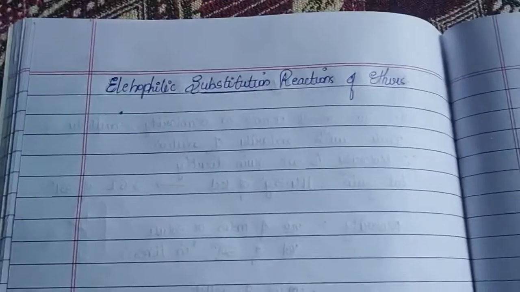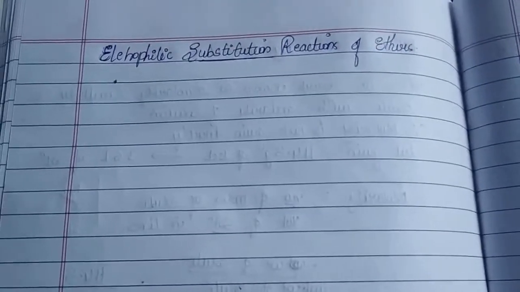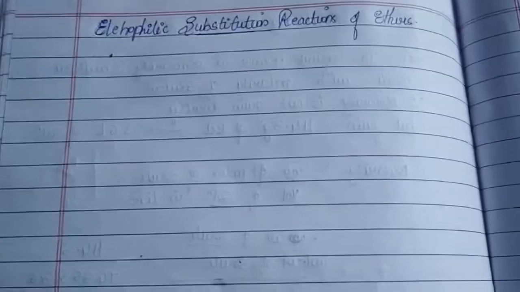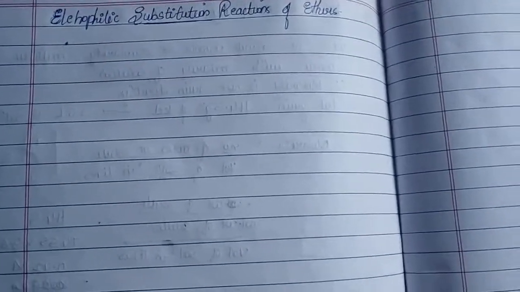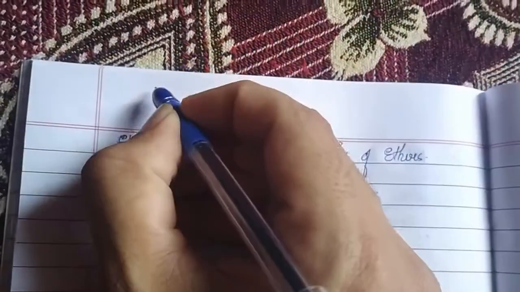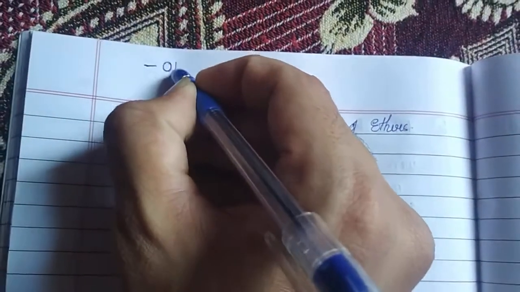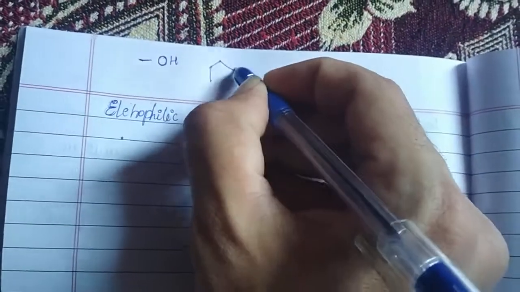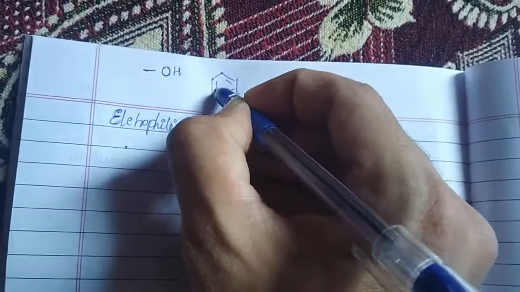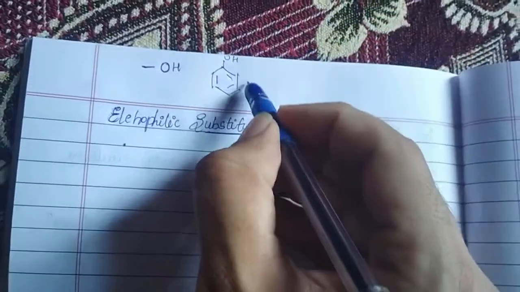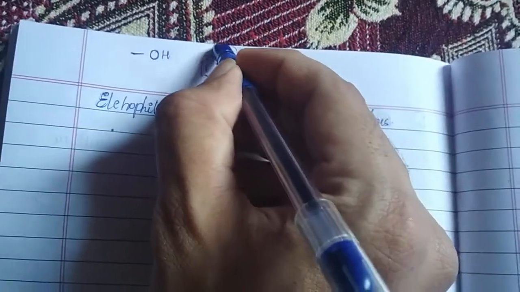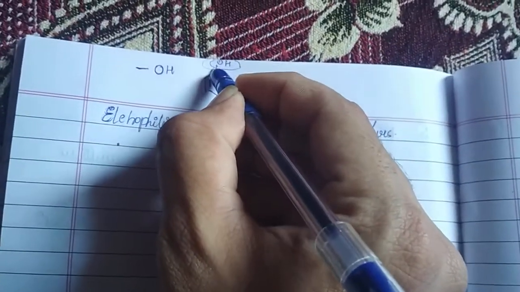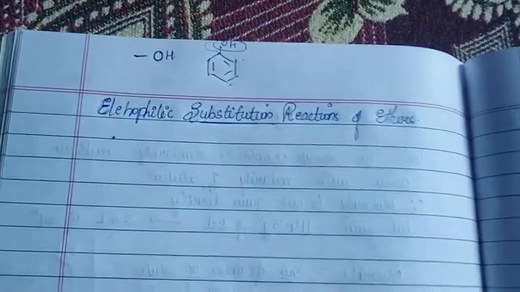I repeat, where do you think the incoming electrophile will come and sit? Okay. So if you say that we want to see the resonance structures, well and good. So basically, we know that whenever a hydroxy group was present on a benzene ring, for example, that of phenol, of course we saw that it was an ortho and a para directing group. Why? Because this hydroxy group is an electron donating group, and we also studied about its resonance structures.